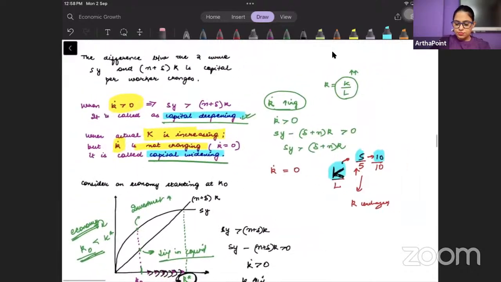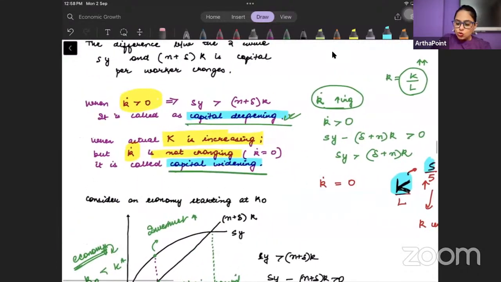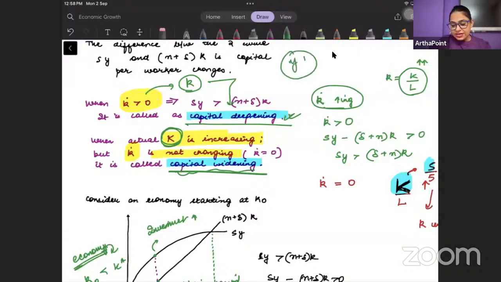Got it. Right? So you had seen that whenever small k changes, that is called capital deepening. And when capital K changes, that is called capital widening. Capital widening does not lead to growth. Remember, for growth, I need to increase small y. Small y will increase when small k will increase, right? So small k increases when there is a capital deepening process.